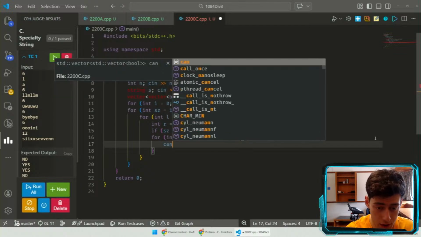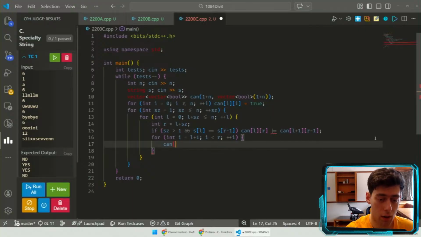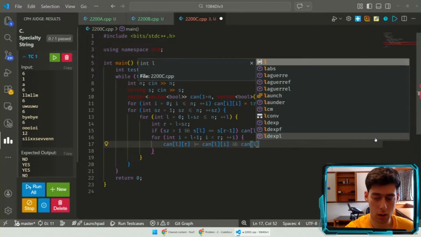Anyway, I set can[L][R] to be true if I can solve [L, i] and [i, R].